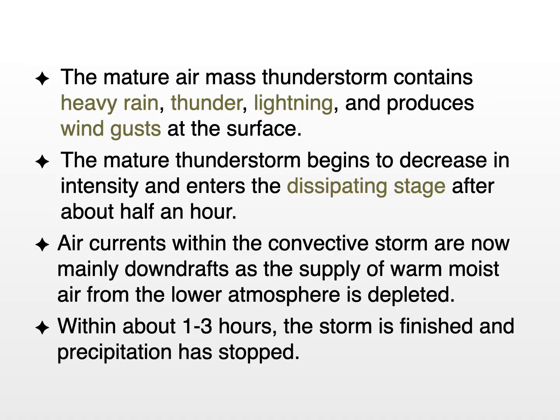These mature thunderstorms, air mass thunderstorms, can have heavy rain, thunder, lightning, and wind gusts, but they don't necessarily have hail or tornadoes. For that to occur, you need these thunderstorms to be enhanced. Something has to enhance the development to make them stronger.